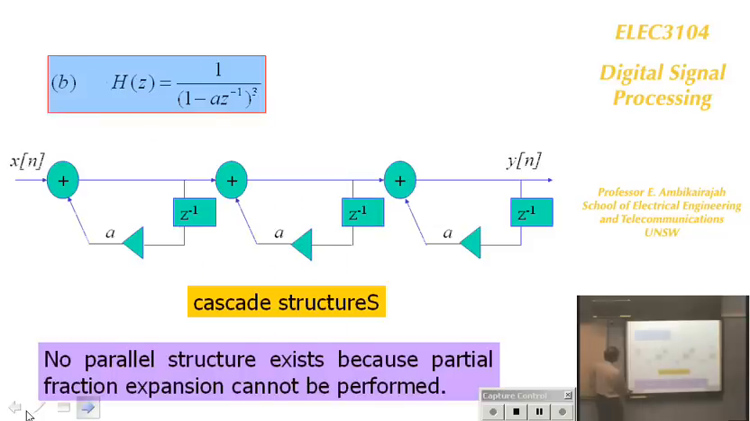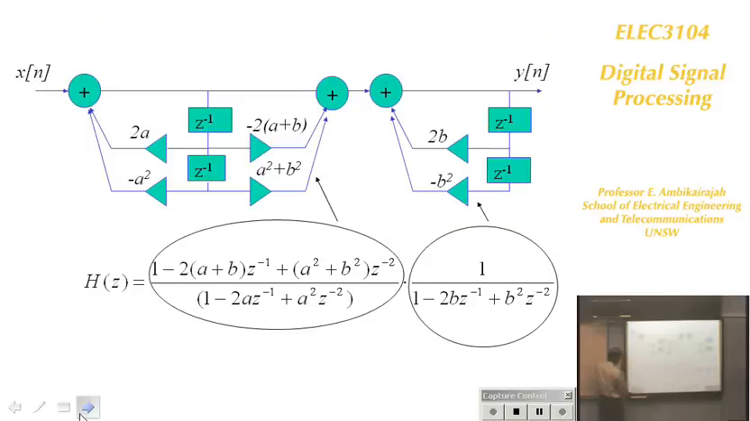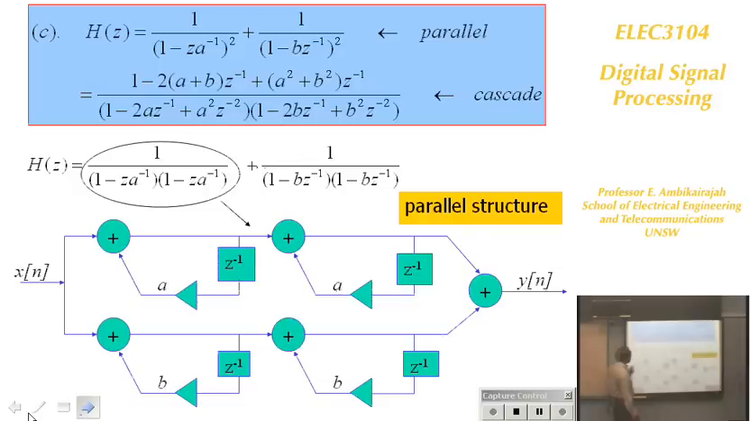Go back. So there's no parallel structure exists because partial fraction expansion cannot be performed. So there's no parallel structure for this. Now let's come on to look at this particular structure. You have been asked to draw. There's one parallel structure.